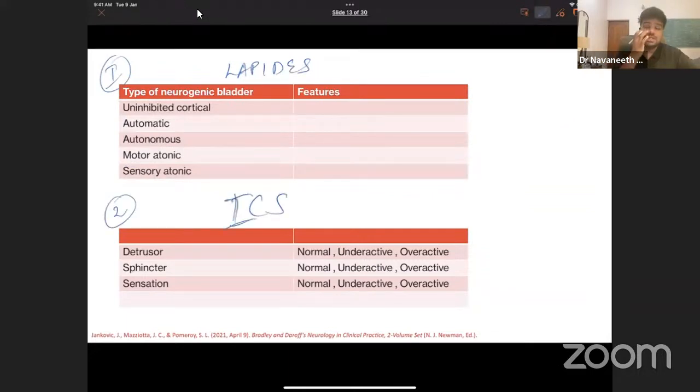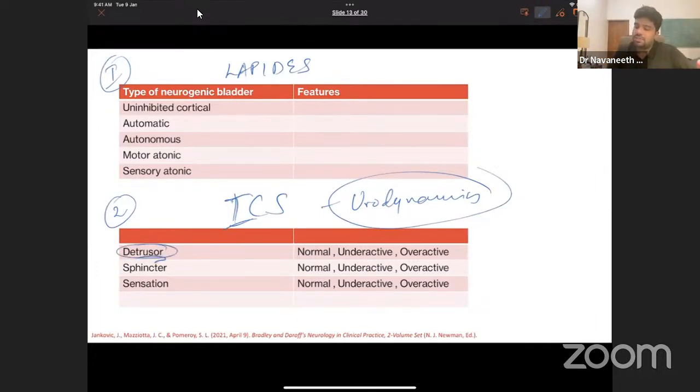So the International Continence Society classifies the bladder by urodynamic studies. Urodynamic studies are the gold standard to know whether there's a sphincter problem and how much it is, whether there's a detrusor problem, how much it is, or if there's a sensory problem and how much it is. It's able to quantify it.